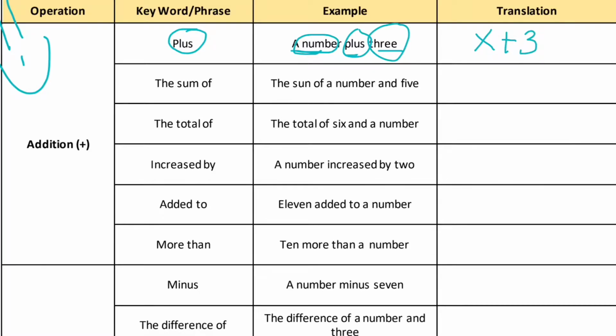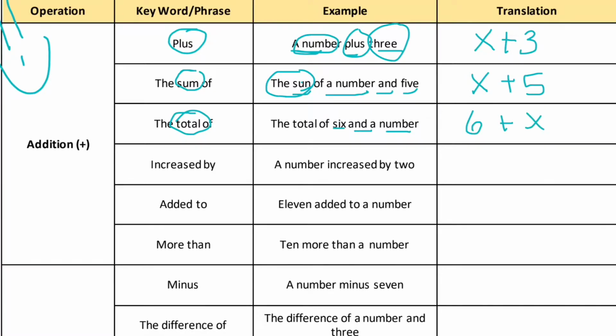Pretty easy, right? Sum is the answer to an addition problem. So if they say the sum of a number, I see we have a little typo right here, the sum of a number and 5. So here's the number plus, because it's the sum, 5, X plus 5. Total, if I said that I had $2 and you had $2, what's the total? We would add them together. So total means add. The total of 6 and a number means you would put 6 plus X.